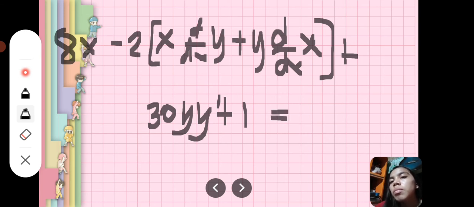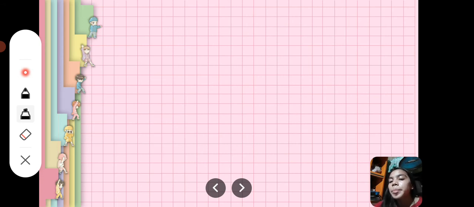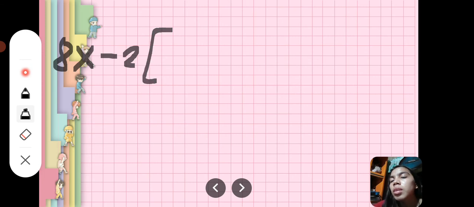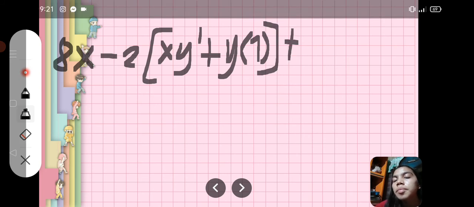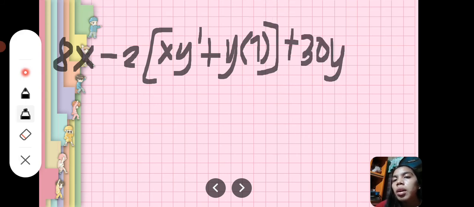Then the derivative of the constant 7 is equal to 0, so it's okay that we will not be writing the 0. Then the next step is 8x minus 2 times the derivative of y, which is y prime, plus y times the derivative of x, which is 1, plus 30y y prime plus 1 is equal to 0.